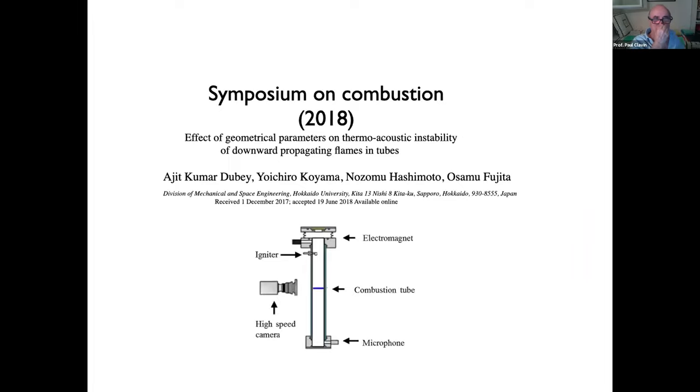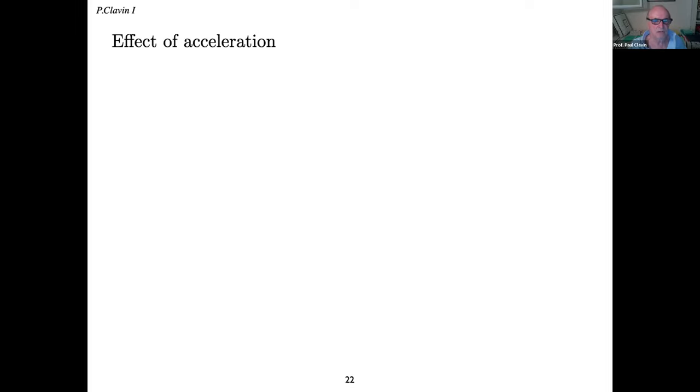It turns out that these experiments are now developed and much more studied, essentially by a Japanese group, by Osamu Fujita. I did not put that here, but I see that there is also a recent experiment in the last year of the same thing. So this is a simple laboratory experiment that is very useful to understand the flame instability.